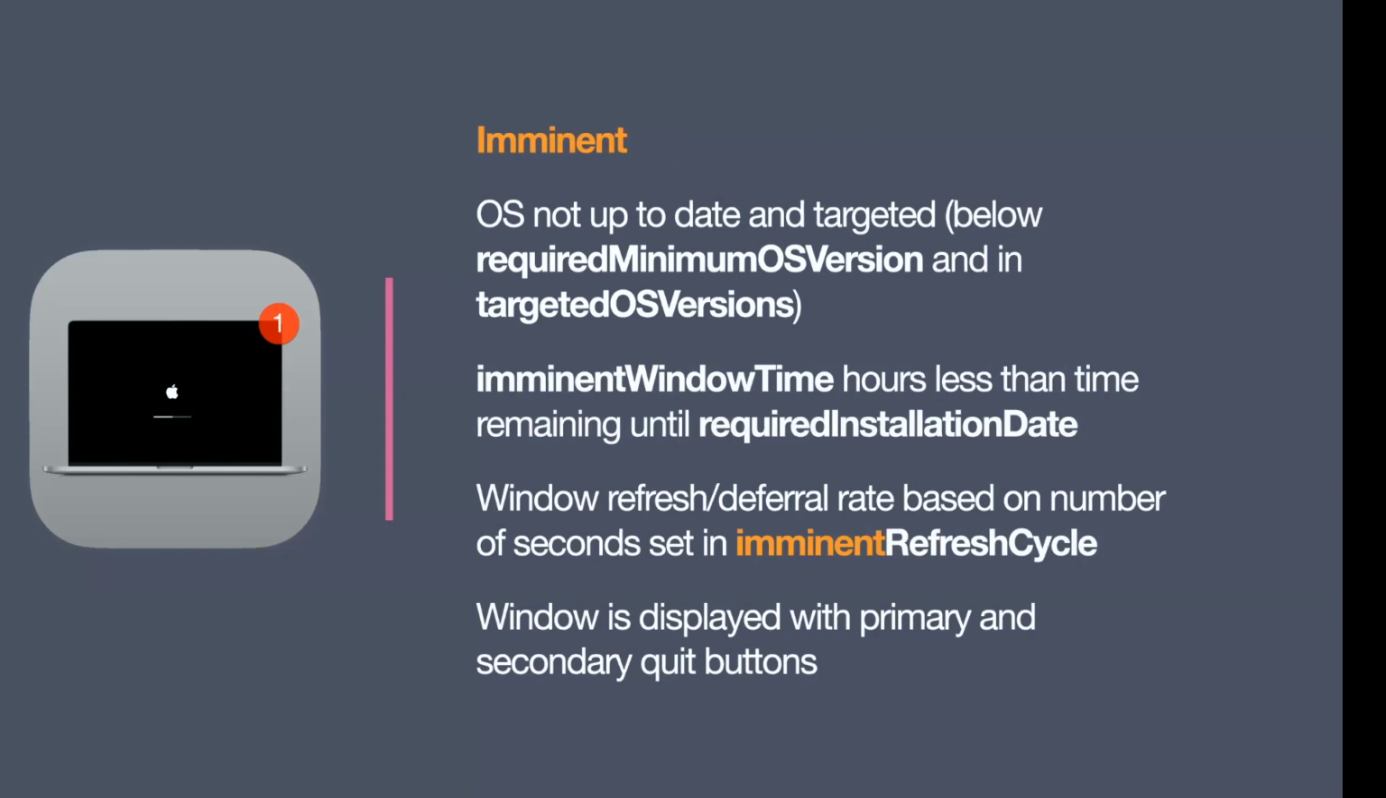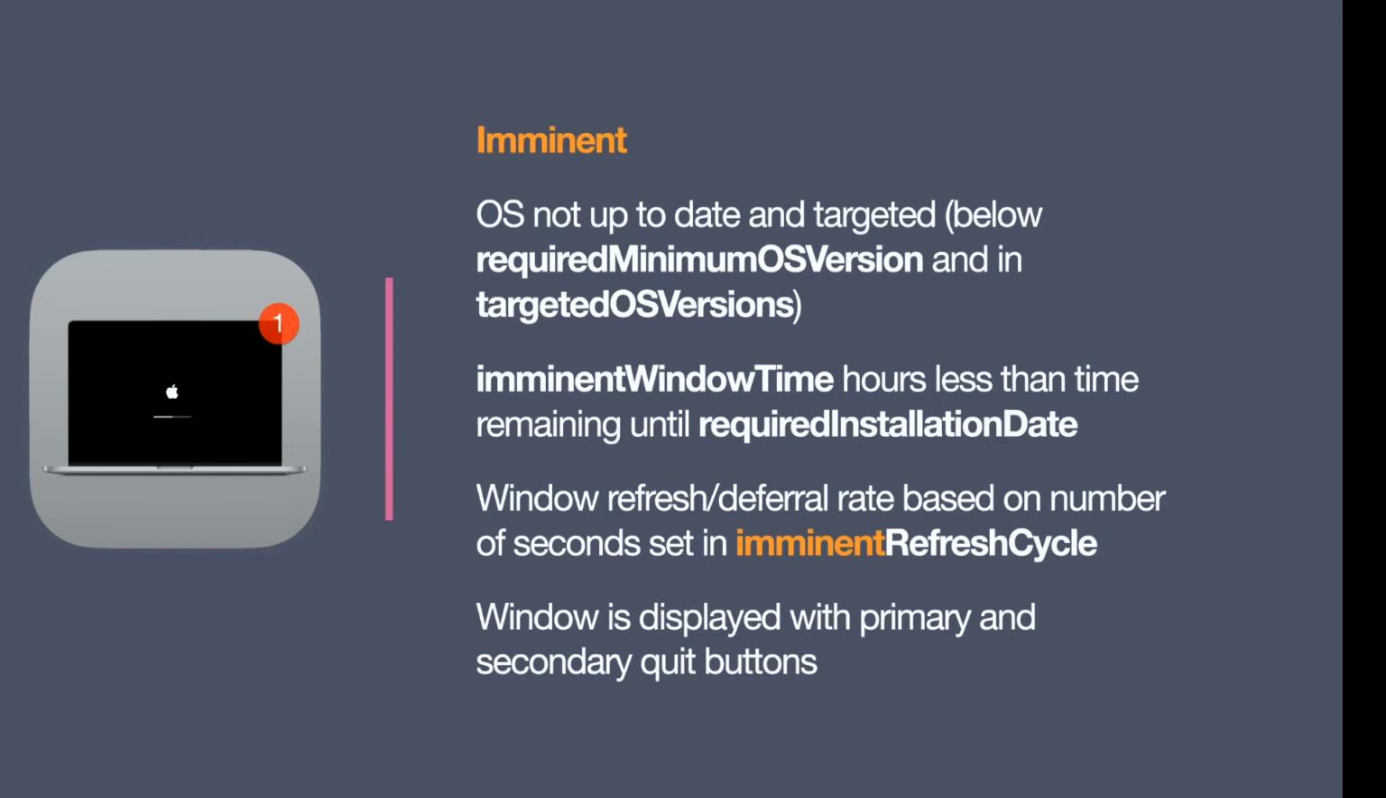Okay, DEFCON 2. Things are getting serious. Nudge is now at a stage we call imminent. So we get to the imminent stage based on the same conditions as before, but then the number of hours before we reach our required installation date will be less than what we set in the imminent window time preference, which I believe by default is 24 hours. Again, you can customize, you can change it.